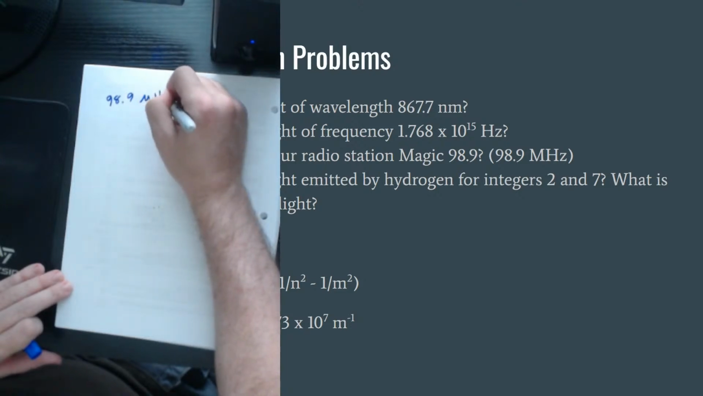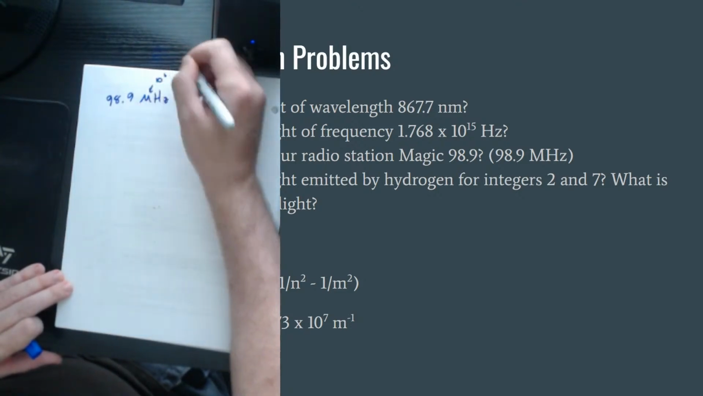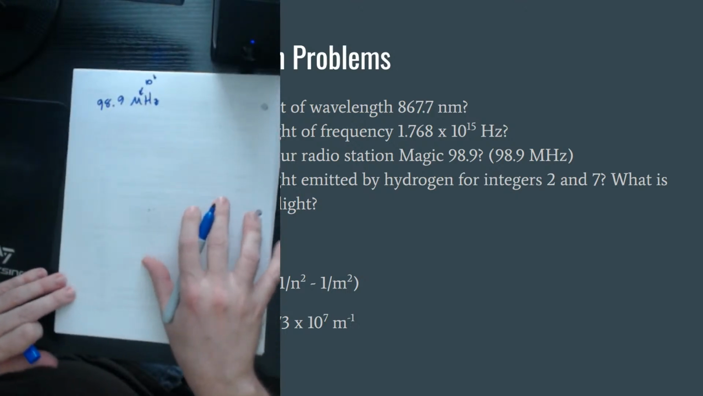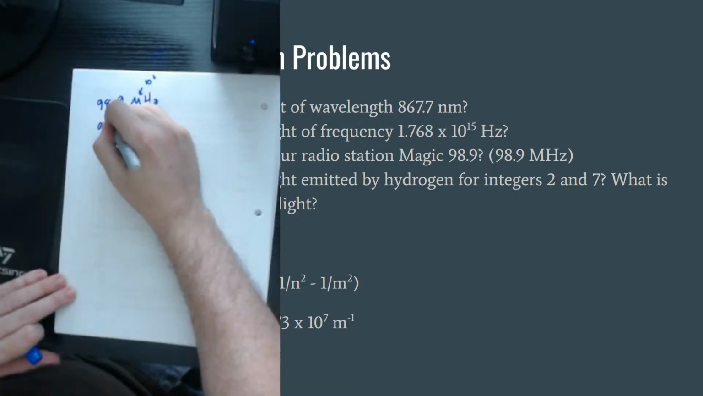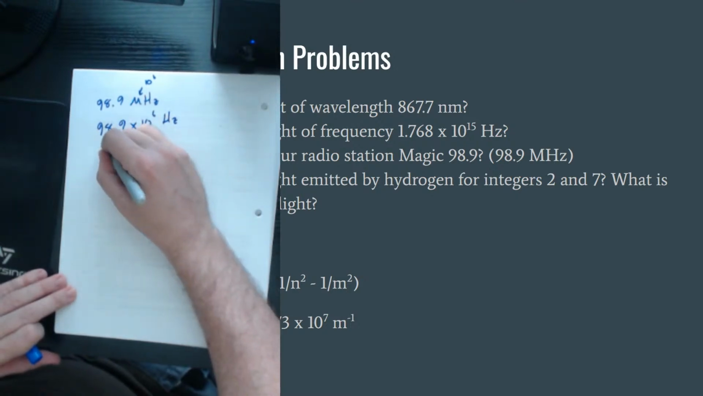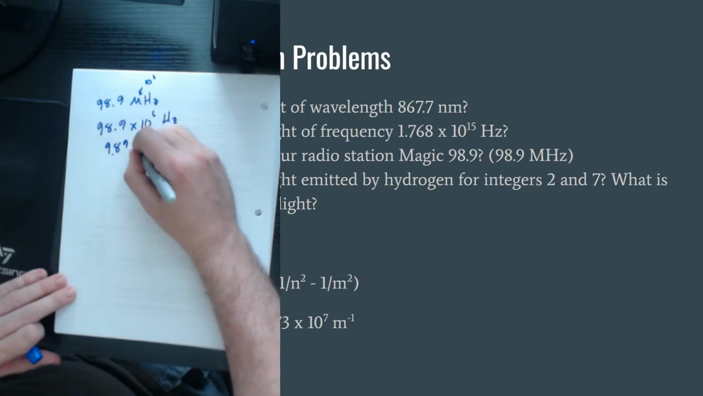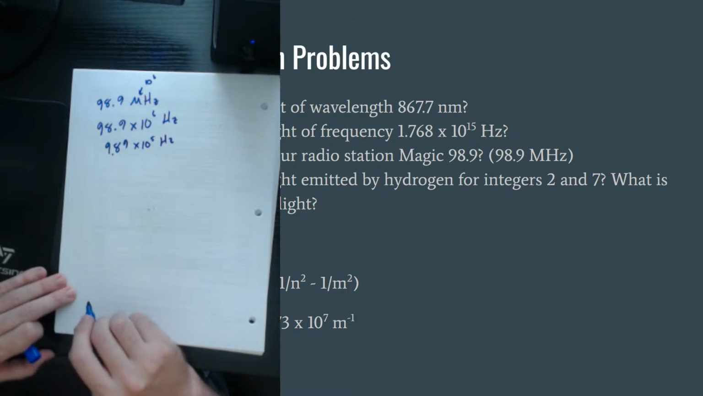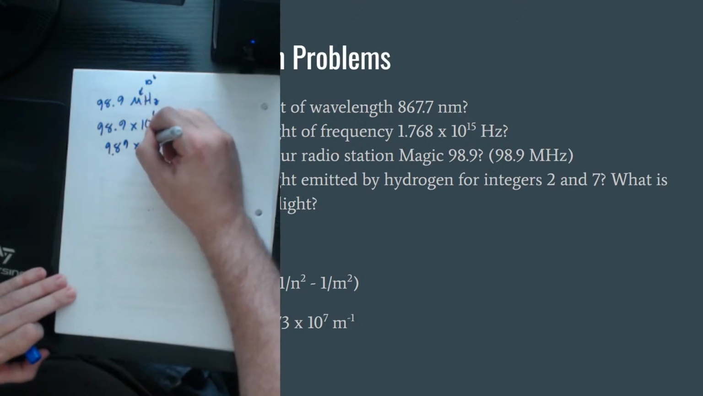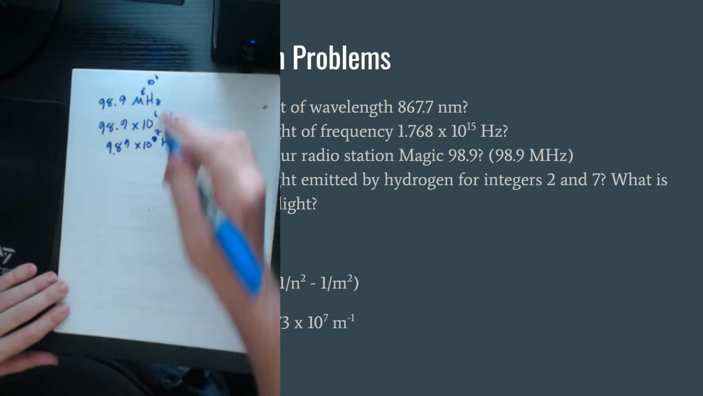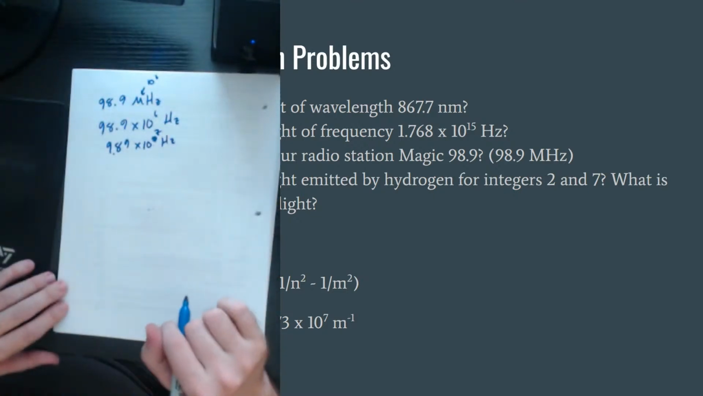98.9 megahertz. Well, mega means 10 to the sixth. That is very difficult to see. Sorry about that. But that means 98.9 times 10 to the sixth hertz, or 9.89 times 10 to the fifth hertz. Wait, do I have that right? No, it's 10 to the seventh. So it's times 10 to the seventh, not times 10 to the fifth.